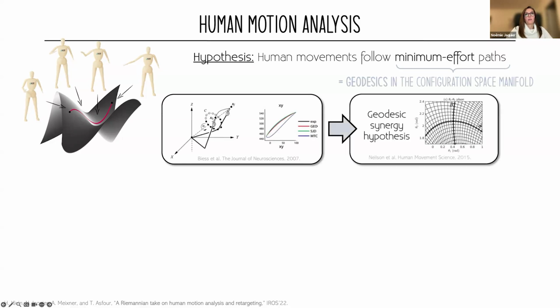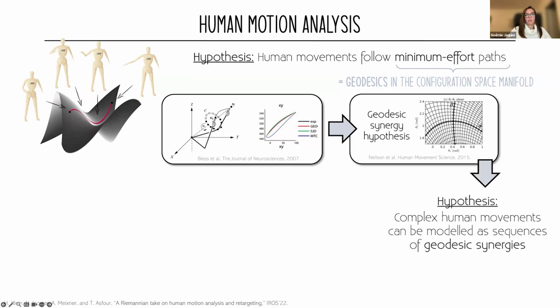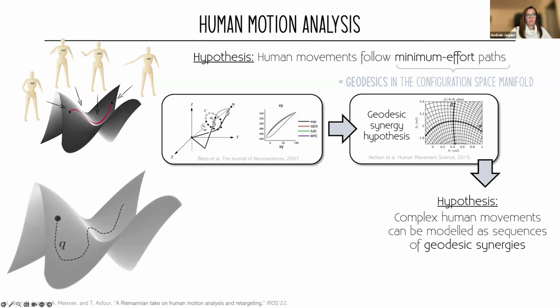This hypothesis has been analyzed in the literature, here typically for a 4 degrees of freedom arm, and then later here by Nelson et al., who presented the geodesic synergy hypothesis. The idea here is that when you have a point-to-point motion, it will follow a geodesic, so a shortest path in the configuration space manifold. What we did is bring this hypothesis one step further, and we hypothesized that complex human movements can be modeled as sequences of those geodesics, so of those geodesic synergies.